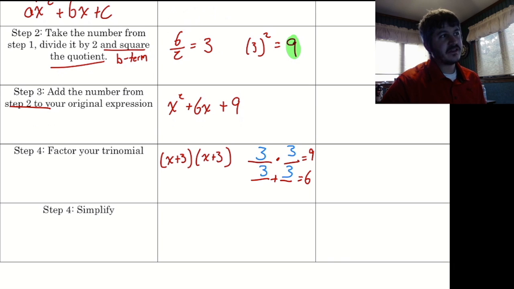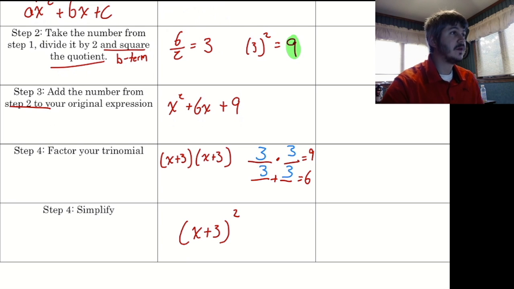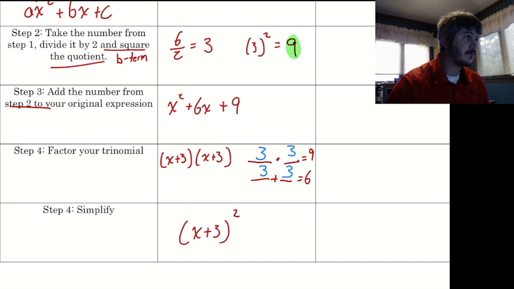And the last step just says simplify, because look at the previous step. You have two x plus 3's being multiplied together. So it's x plus 3 squared. And if this were an equation of the circle, this would tell you the x coordinate would be -3. So you can see how this is going to tie into the equation of the circle quite easily.